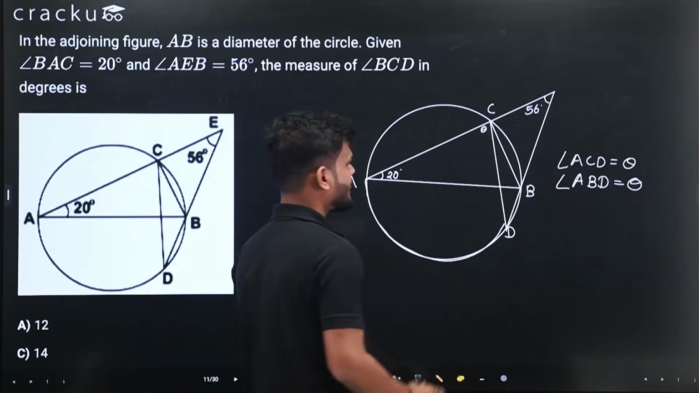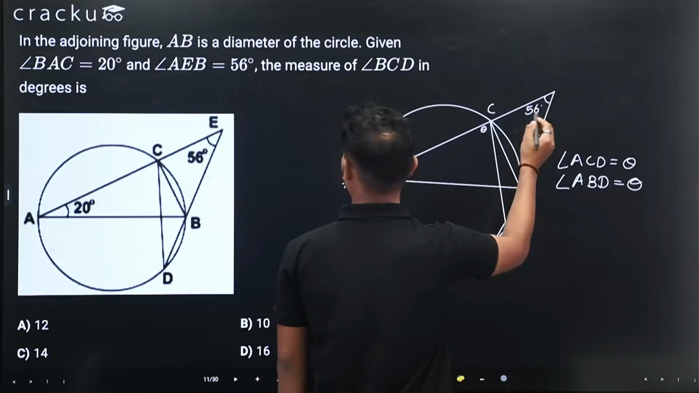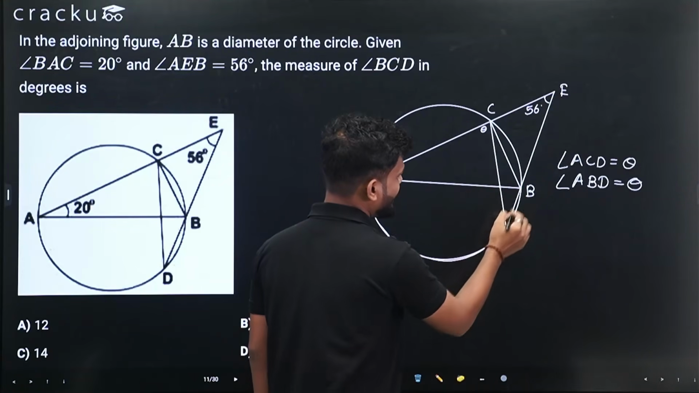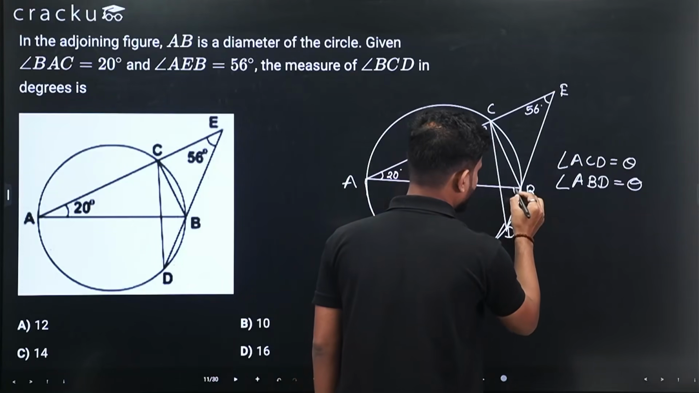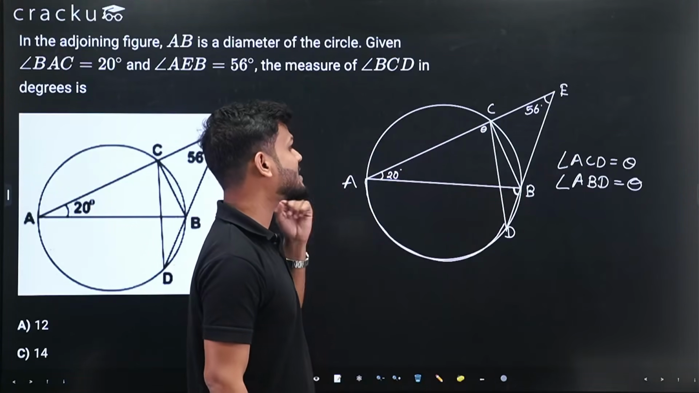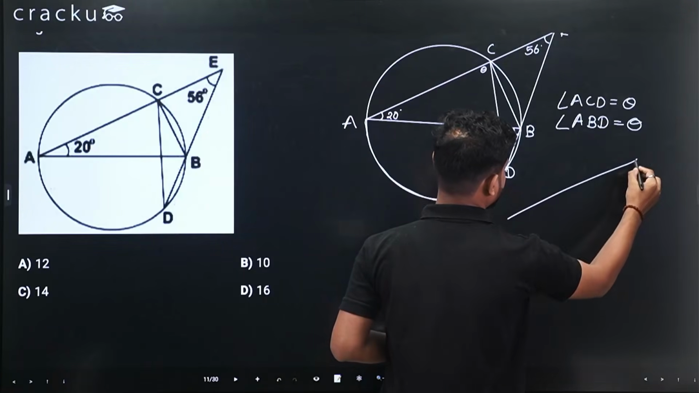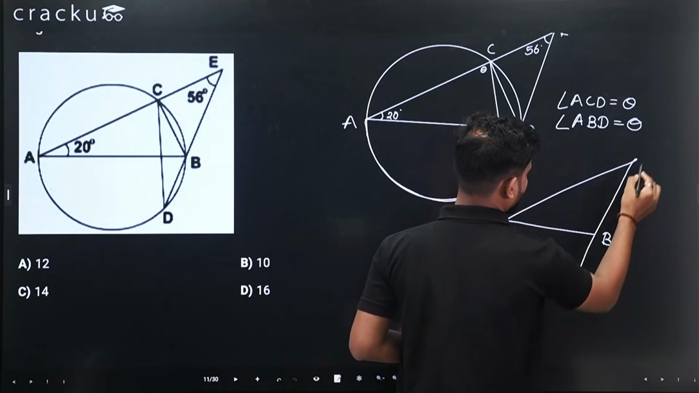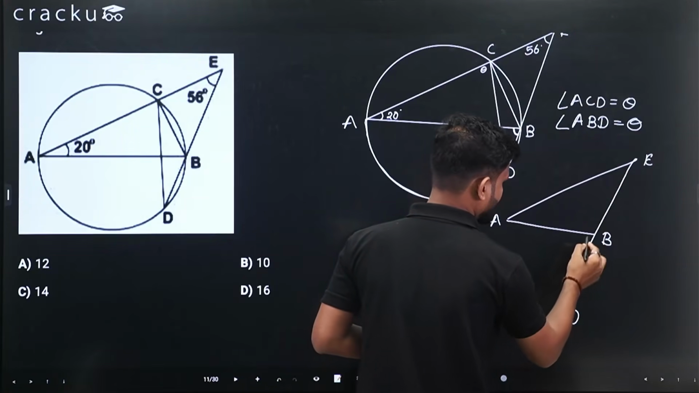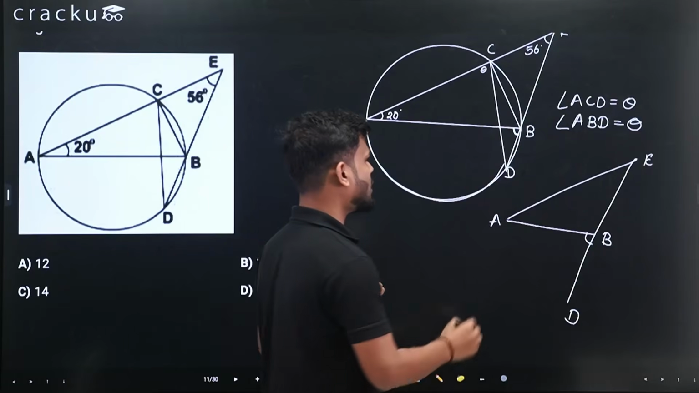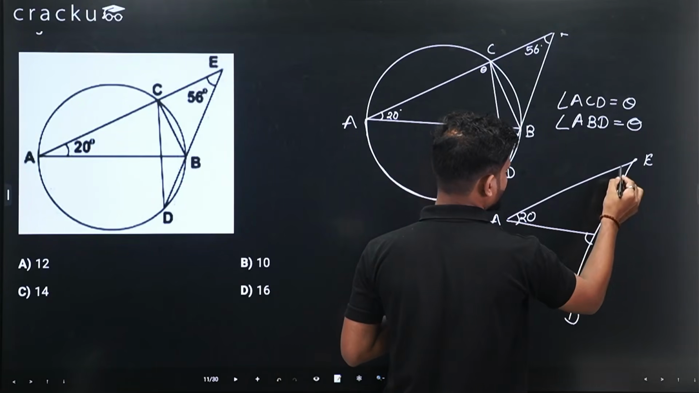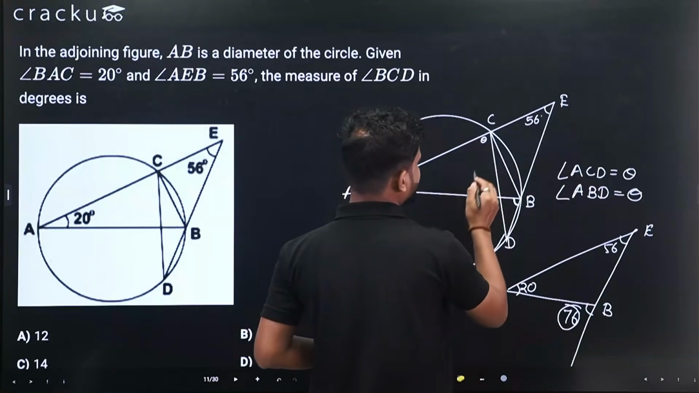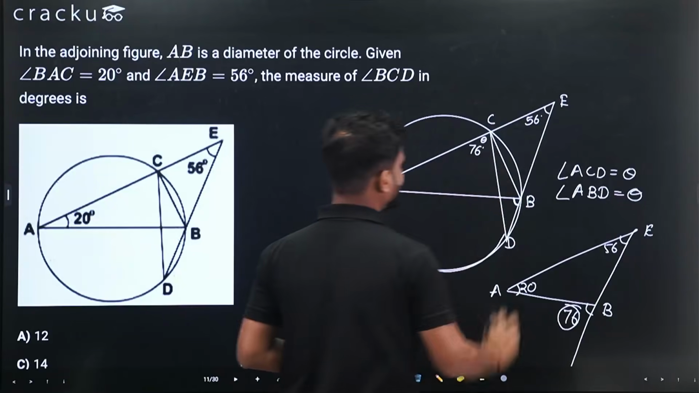Now if you see, for triangle ABE, angle ABD is nothing but the exterior angle. So I have A, B, E and D. This angle is the exterior angle and it will be equal to the sum of these two angles. So 20 and 56, this will be 76. If ABD is 76, ACD will also be 76 degree.